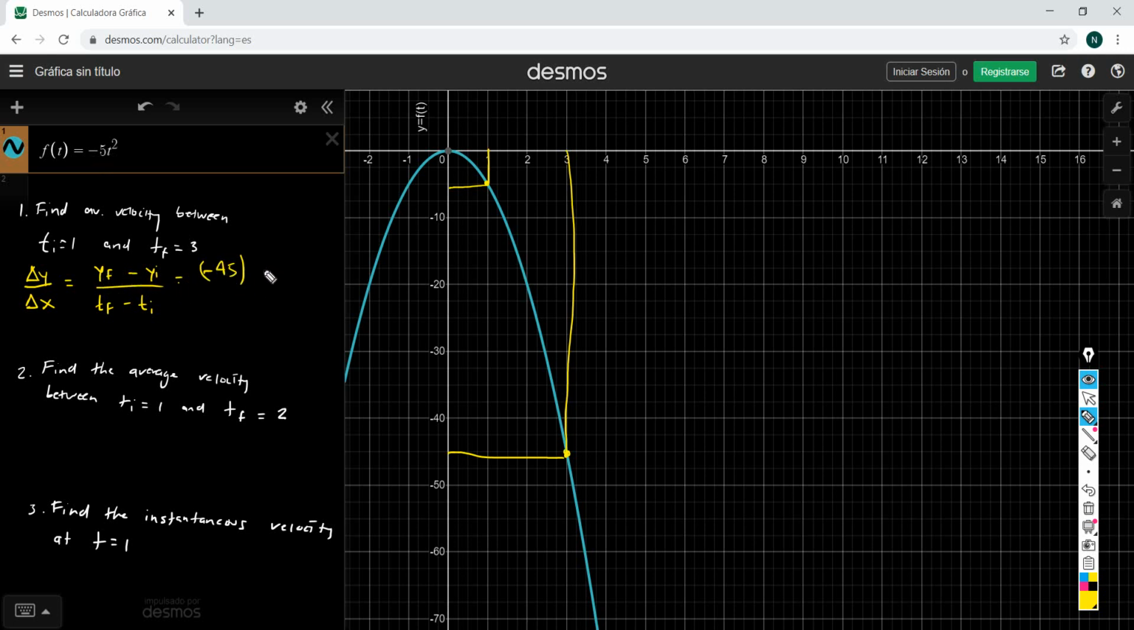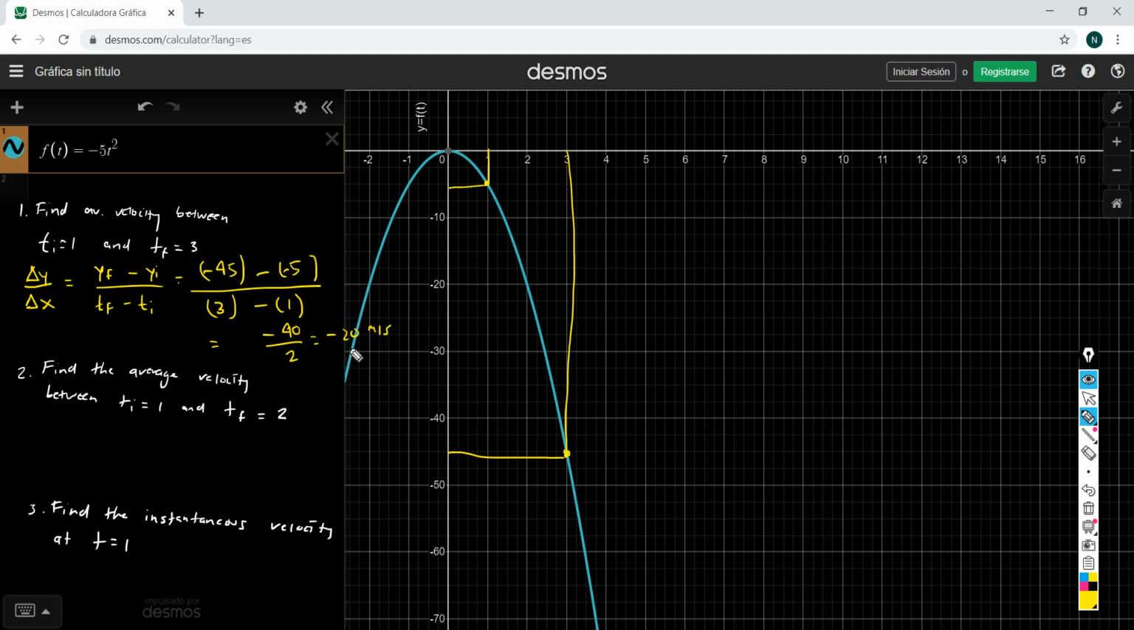And then minus the initial position in y, which is minus 5, over the final time, which is 3 seconds, and the initial time, which is 1. Okay, so let's calculate all of this. We're gonna get minus 40 over 2, which is minus 20 meters per second.